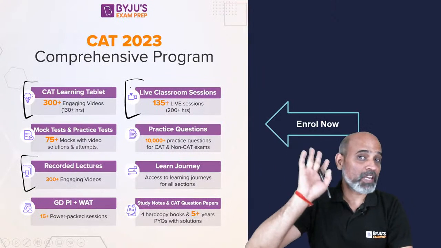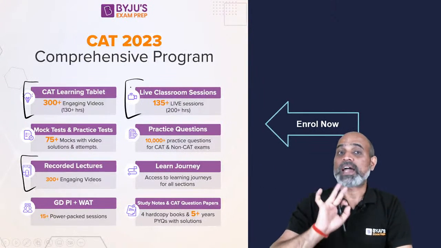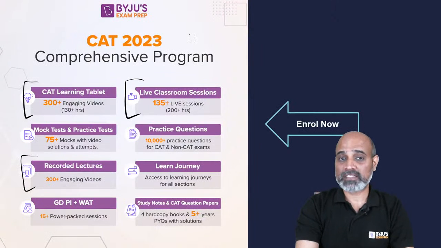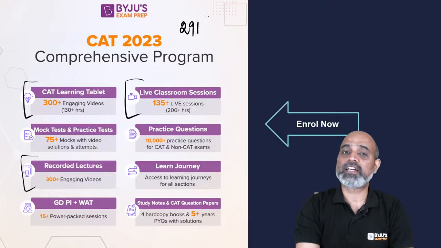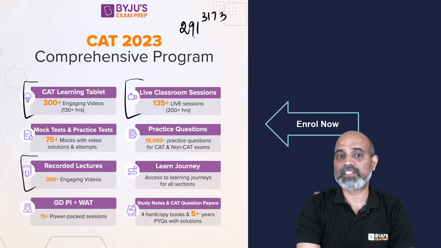हम highest level नहीं जाते, please समझो. Highest level मतलब asking you a question that 291 का power 3173 when divided by 4187, what is the remainder?